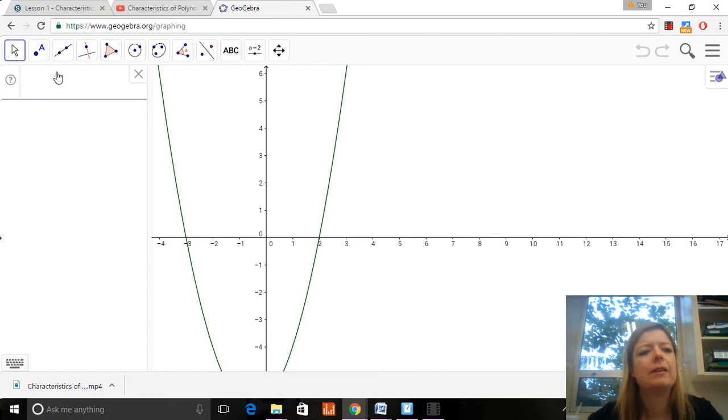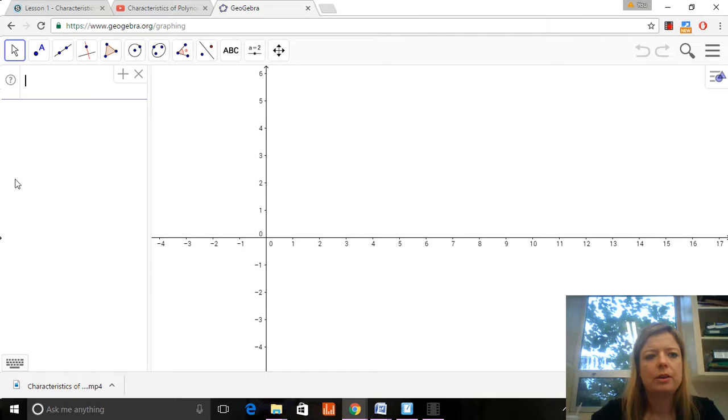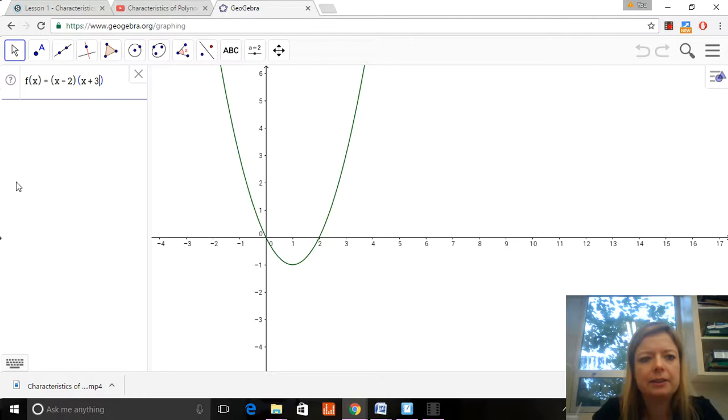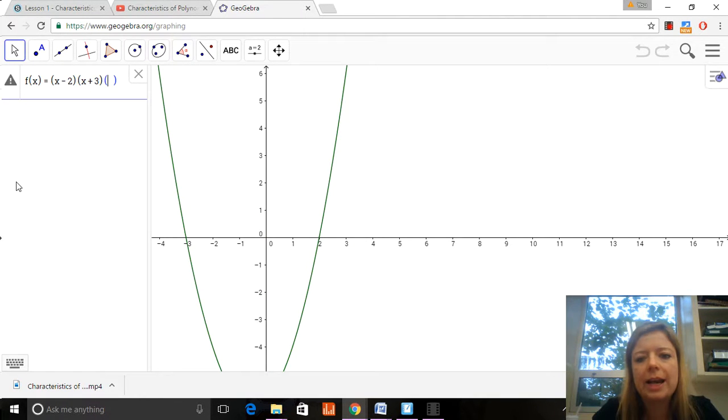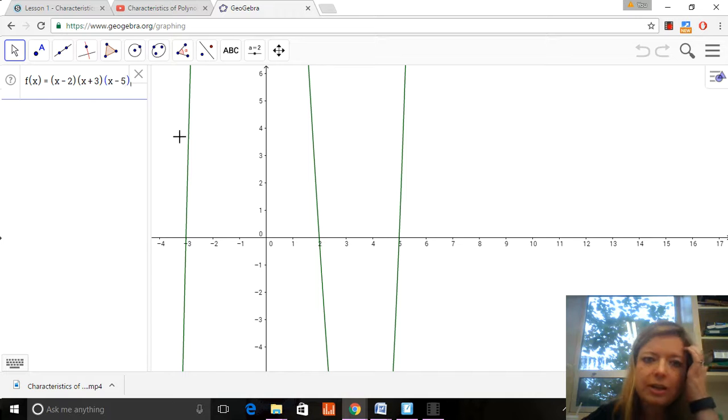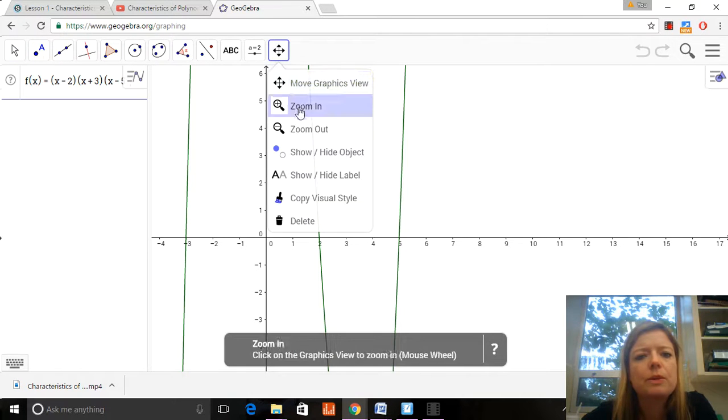So if I have f of x equals, let's say I still have x minus 2 and x plus 3. What if I add now an x minus 5? What's going to happen? Well, now it's turned into a cubic because we would have an x times an x times an x, which gives us a cubic. And we still have the zeros of 2 and negative 3, but we have another zero here at positive 5.